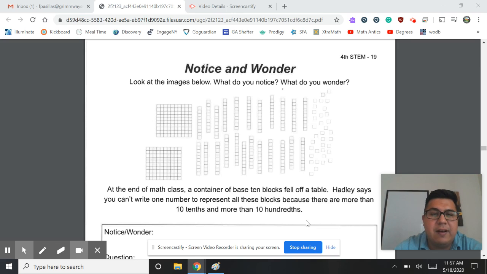It says, at the end of the math class, a container of base 10 blocks fell off the table. Hadley said, "You can't write one number to represent all these blocks because there are more than 10 tens, more than 10 hundreds." So, do you agree with her or do you disagree with her?